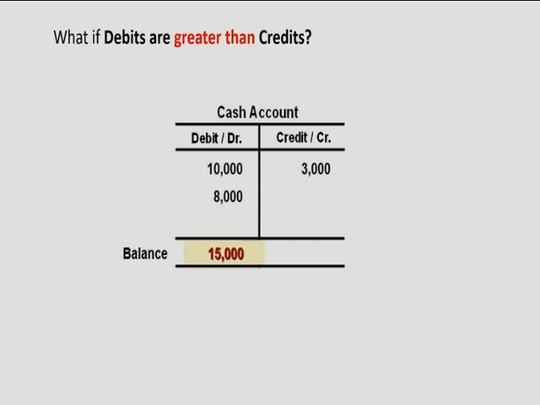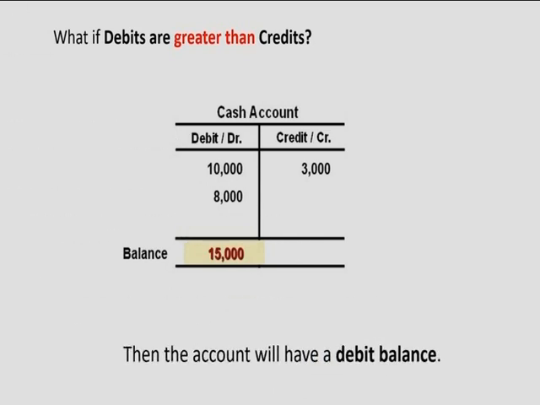So how are you going to deal with this? We simply say this account will have debit balance. If the debits are greater than credits, we simply say, this is a cash account, it's an asset account. Asset account normally will have debit balance. So we can tell if debits are greater than credits, it has a debit balance.